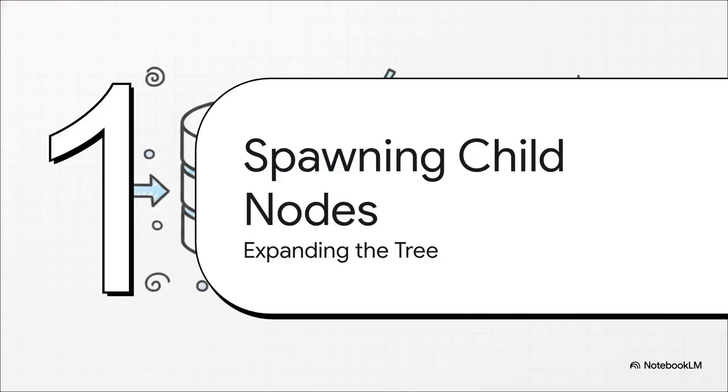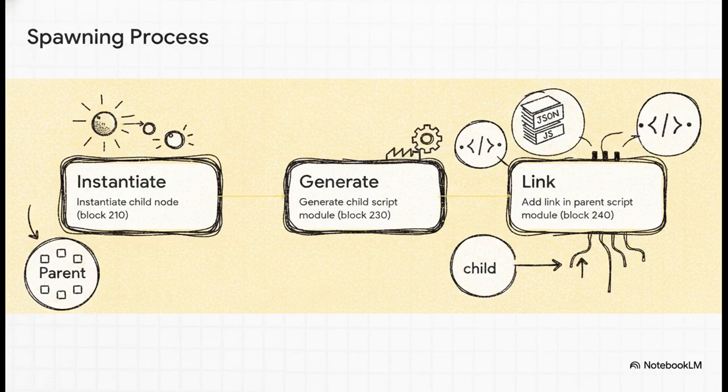Which brings us to section 5, spawning child script nodes, expanding the tree. Guys, this is where the magic literally happens. The patent maps out this dynamically spawned flowchart logic so perfectly. It's a swift 3-step combo.